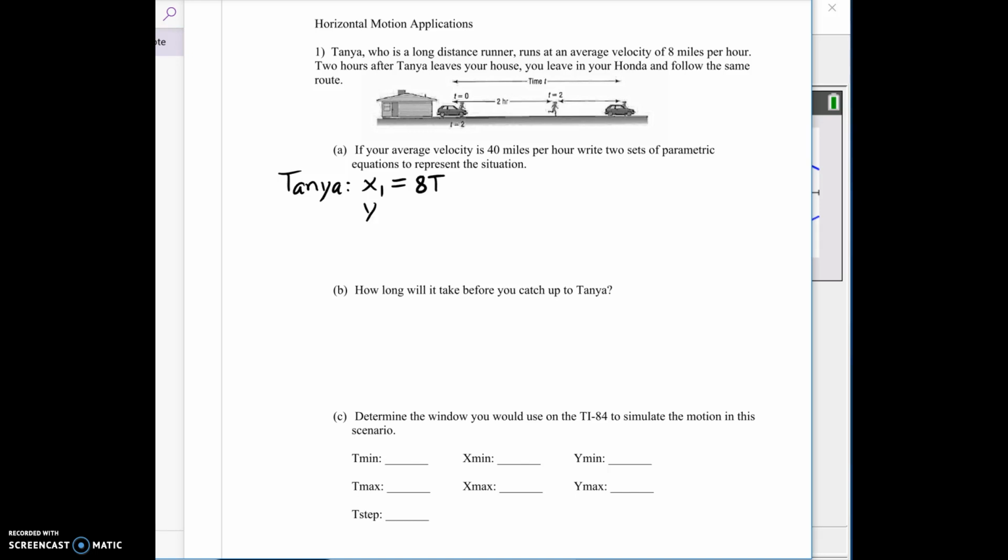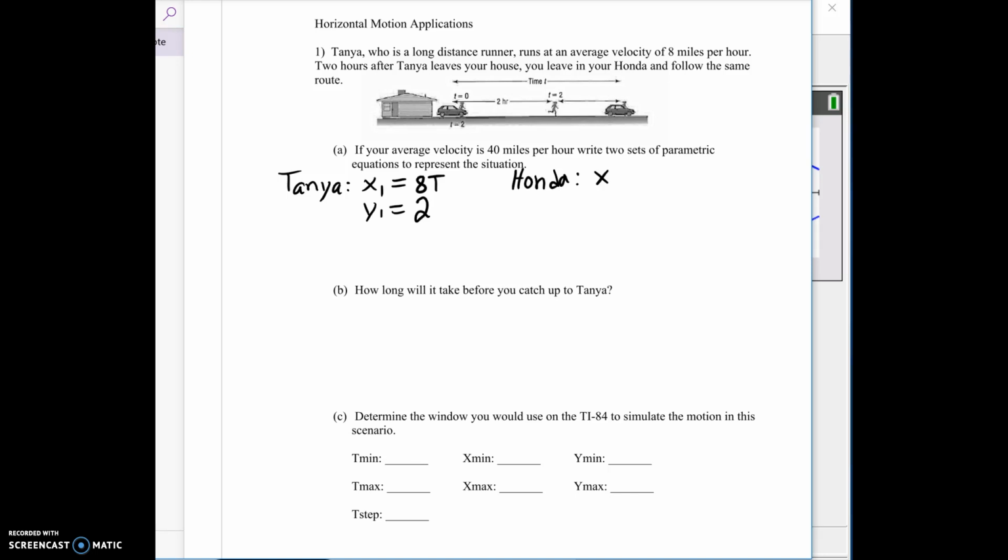Ideally, Tanya and then the car, because the car leaves 2 hours later, after Tanya leaves your house, you leave in your Honda and follow the same route. We're going to put them on different paths. So I'm going to put Tanya on y1 is equal to 2. And then the Honda I'll put on a different path. Ideally, the car is in the street and Tanya is probably on the side. So they are on slightly different paths. We want to show that on the calculator. That's the reason for the y's. And then the Honda.